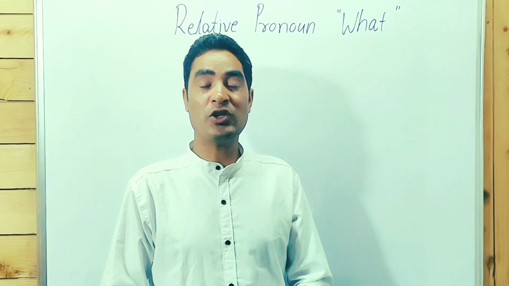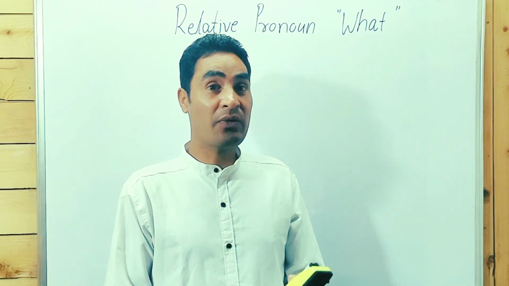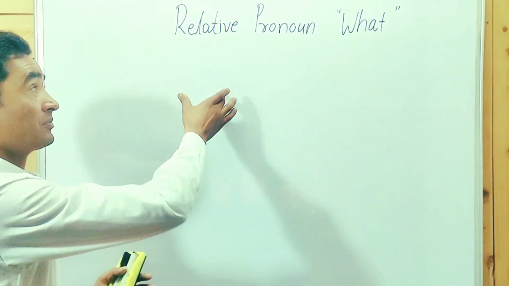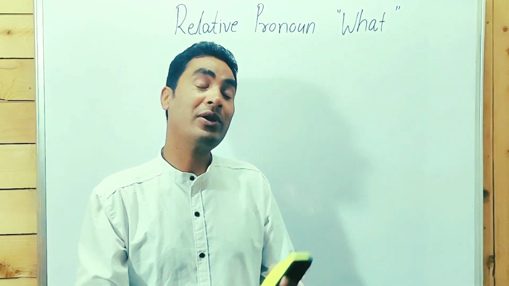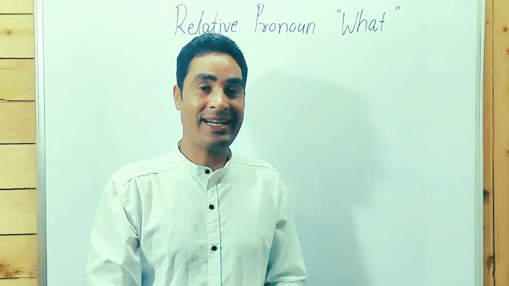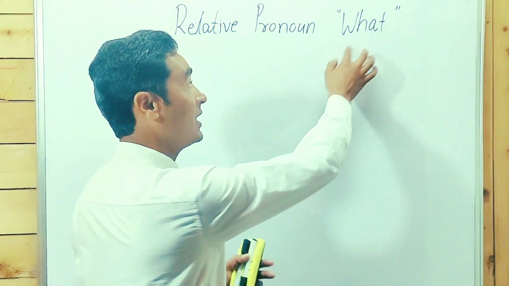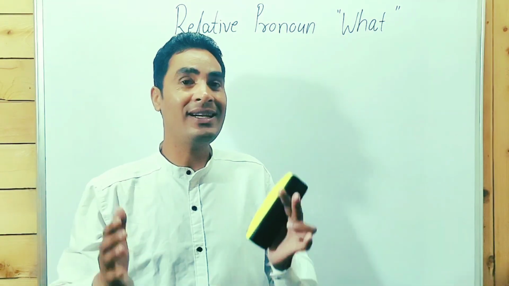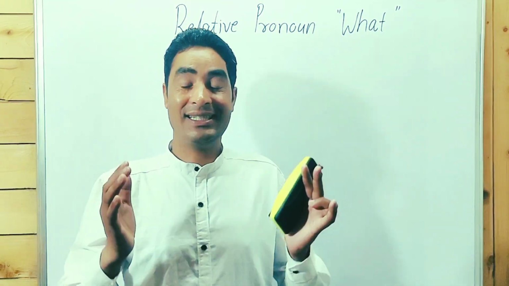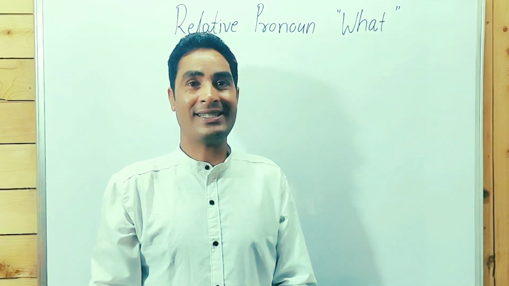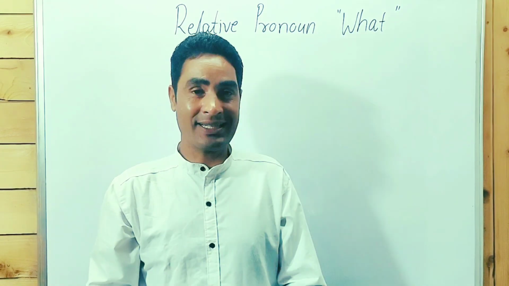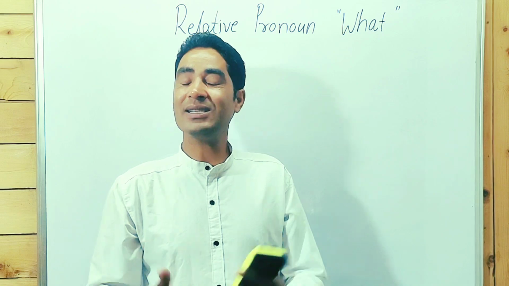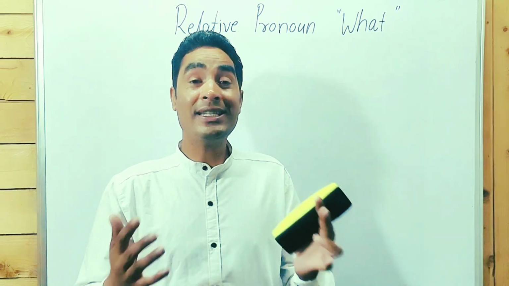If you haven't watched the previous videos, please go to the description and watch all videos. So here guys, point to be noted. As I mentioned before, a relative pronoun takes an antecedent. But what is the only relative pronoun that doesn't have its own antecedent? It doesn't have a noun, it doesn't have an antecedent. With the help of examples, I will explain each and everything.